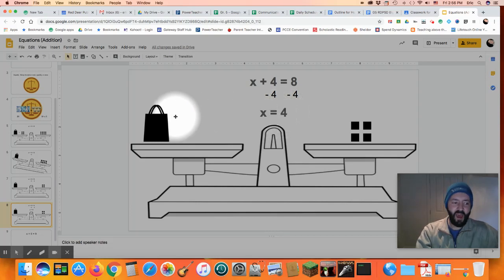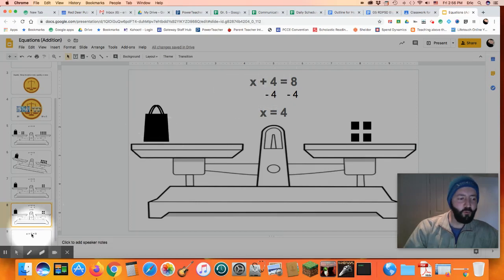And that is how we solve an algebra equation. You want to get the variable all by itself. And in order to get that variable by itself, you need to subtract whatever else we've tagged onto it here. In this case, it was plus 4. So let's do one more example here now.